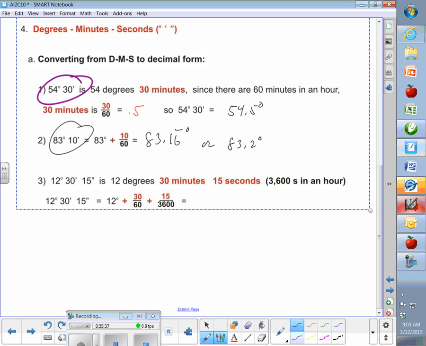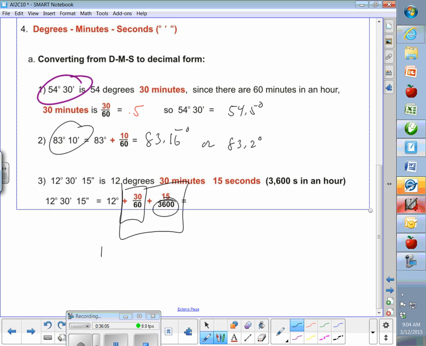What if you had seconds? Seconds are a little bit more interesting. 12 degrees, 30 minutes, and 15 seconds. So there's the minutes, right? The 30 divided by the 60. But how many seconds in a full hour? 3,600, and that's what it takes. You got to add these two up.